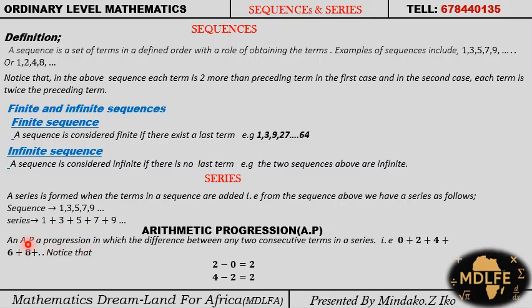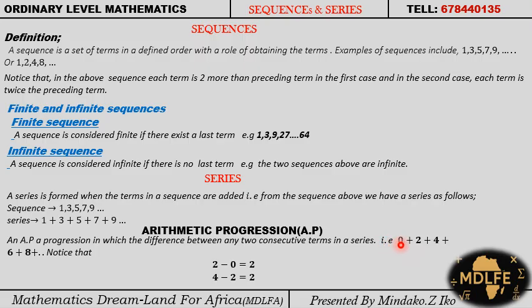Sorry, an AP is a progression in which the difference between any two consecutive terms in a series is a constant. Okay, that is a typo error. It was supposed to read an AP is a progression, where here it was supposed to be "is". An AP is a progression in which the difference between any two consecutive terms in a series is a constant. So that's actually a typo error.